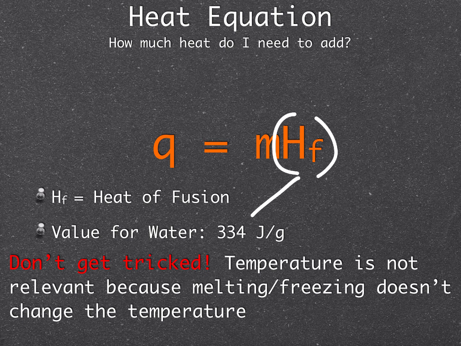For water, our heat of fusion is 334 joules per gram. That's a constant value that's listed on our reference table. The only other value we would need is the mass of the water or the mass of the substance being used. But again, don't be tricked. The temperature is not used because this is changing phase. The question may even tell you that it's at 0 degrees or it's at a certain temperature. But if that temperature is not changing, you don't put it in the equation. Just because it's at a certain temperature doesn't mean it's involved.